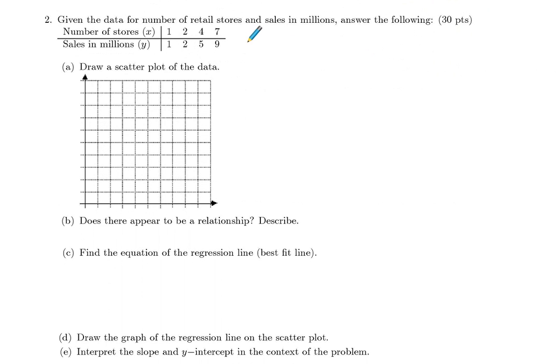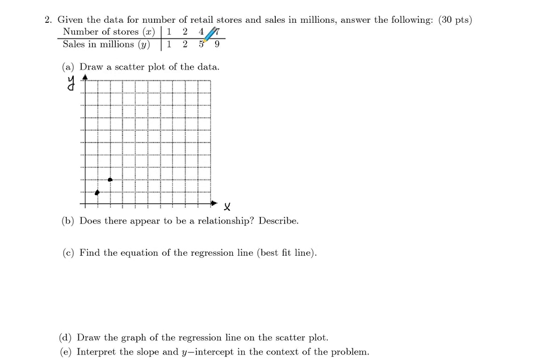Okay, next up, we're given some data for retail sales of stores in millions. X is the number of stores and Y is the sales in millions. The first thing I want to do is draw a scatter plot of this data. So X is 1, Y is 1, so 1, 1, that'd be right here. X is 2, Y is 2, so 2 to the right, 2 up. I'm just using a scale of 1 on the axes here, X and Y.